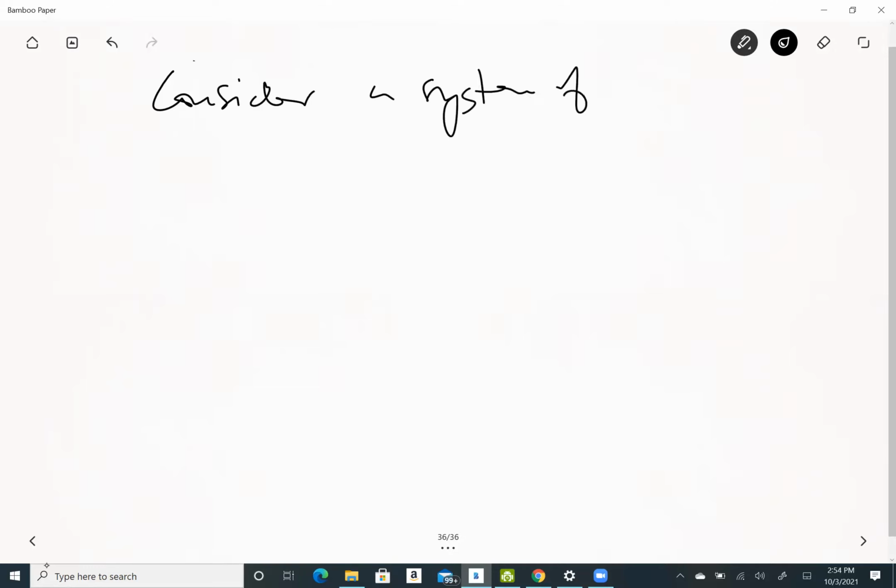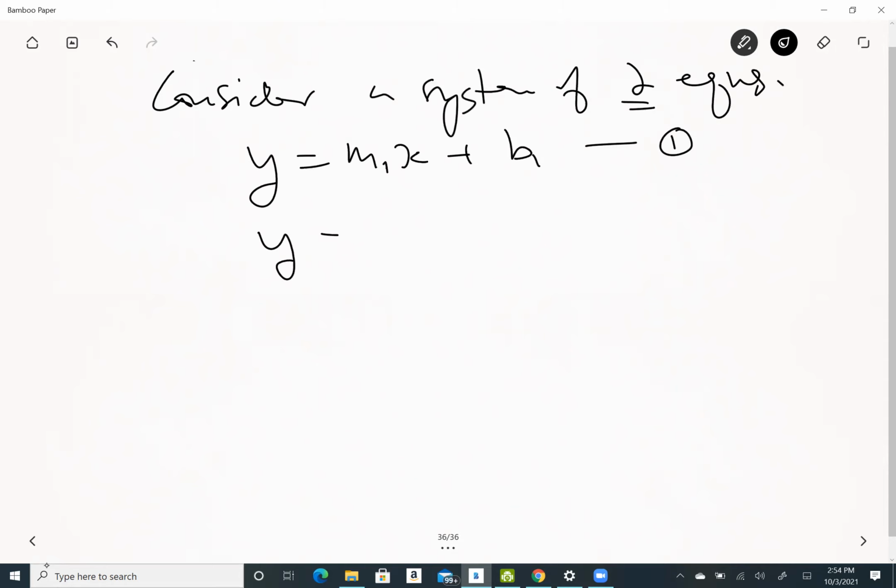So let's say, before I draw the graph, let's consider a system of two equations, because this is the common system that we encounter in this chapter. Let's say we consider a system that consists of two equations. So y equal to m1x plus b1, say number one. And then you got y equal to m2x plus b2, call it equation number two.